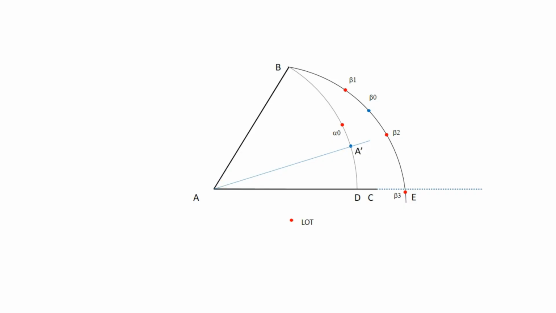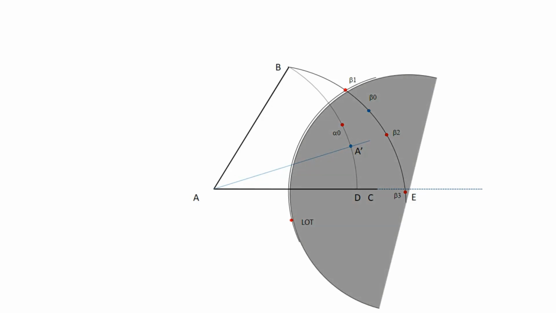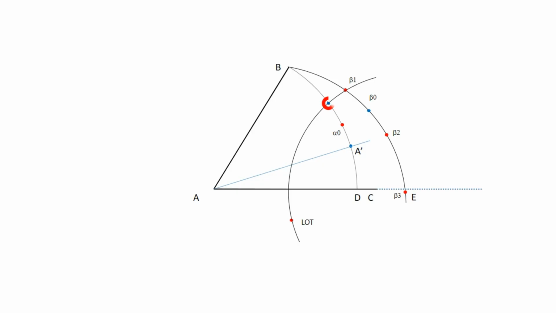Now, in the same way, we draw another arc with the same radius R through beta 1 and LOT with the compass or the semicircle. We mark the intersection point of the two arcs as A double prime. We draw a line from A to A double prime. The angle formed shown here is again 1/3 of theta. The angle formed by B, A, and A double prime is also 1/3 of theta.